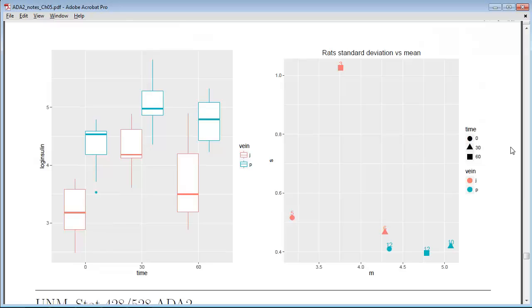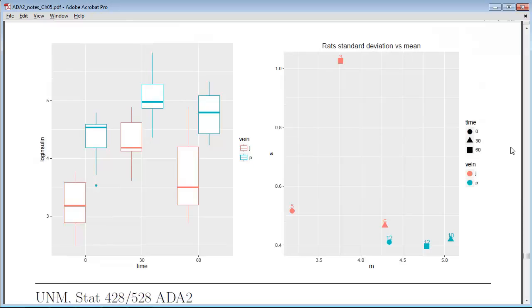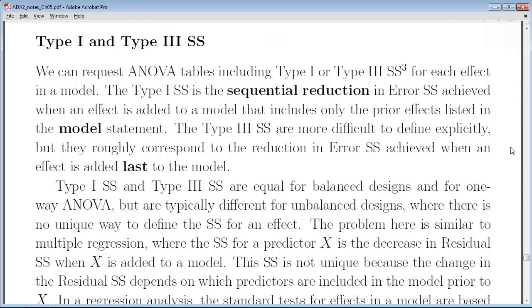All right, I'm going to take a tangent and then come back to the analysis of this data in a minute. So I want to talk about types 1 and 3 sums of squares. These types are named by SAS, another statistical software company, a company that actually writes very good software. It has its own syntax.